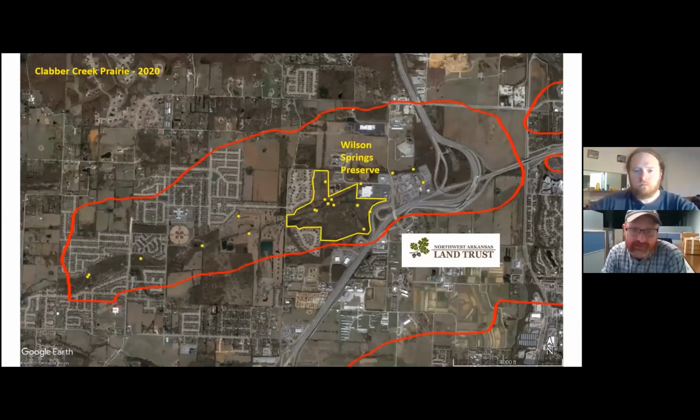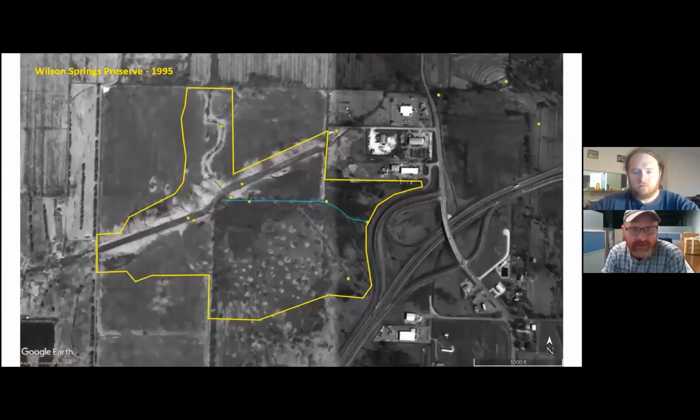Fortunately, there is a natural preserve in that area, the Wilson Springs Preserve, which is managed by the Northwest Arkansas Land Trust. And again, you can see the occurrences of Arkansas darter within the preserve. Next slide. But even this preserve has changed dramatically in the last 25 years. Before it was actually protected, it was largely open. There was some savanna in the lower right of the photo of the preserve, and then the balance was mostly open pasture or hayfield. And then, of course, there were some wooded areas. The blue area is the spring run, which emerges from under the interstate exchange and runs into Clabber Creek.